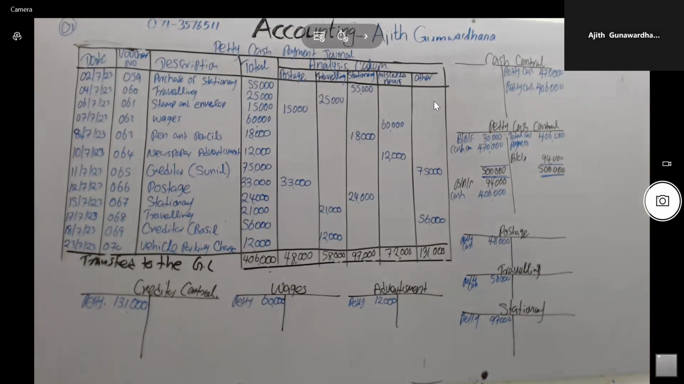Think how to prepare petty cash payment journal and think how to record those information in the ledger account also. Ledger accounts. And think petty cash impressed as well as reimbursement. Think all the small amount of expense should be categorized. If there are more expense, you have to prepare separate column for expense also.